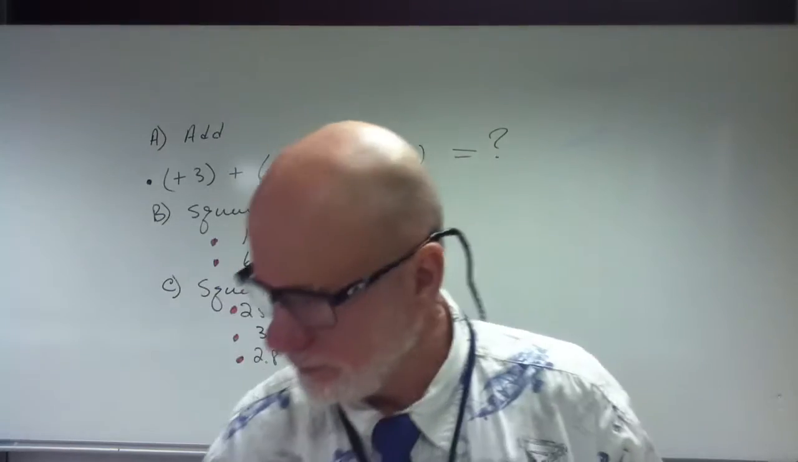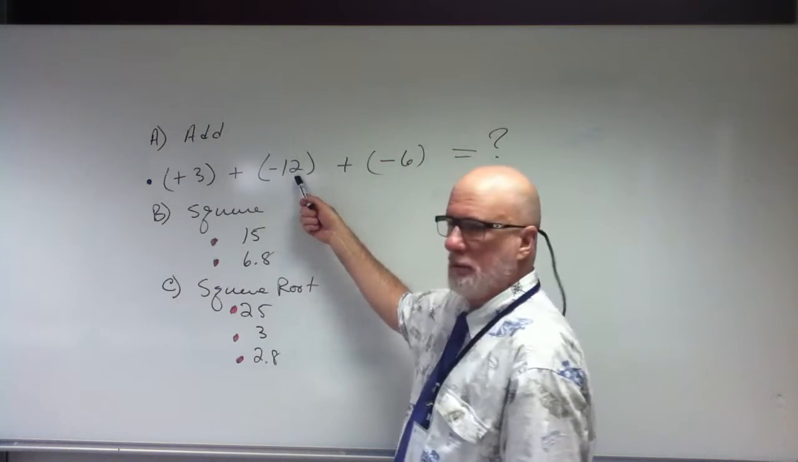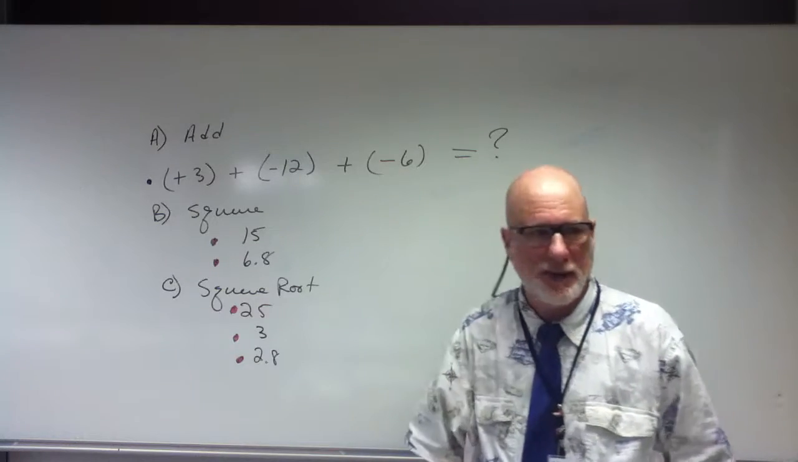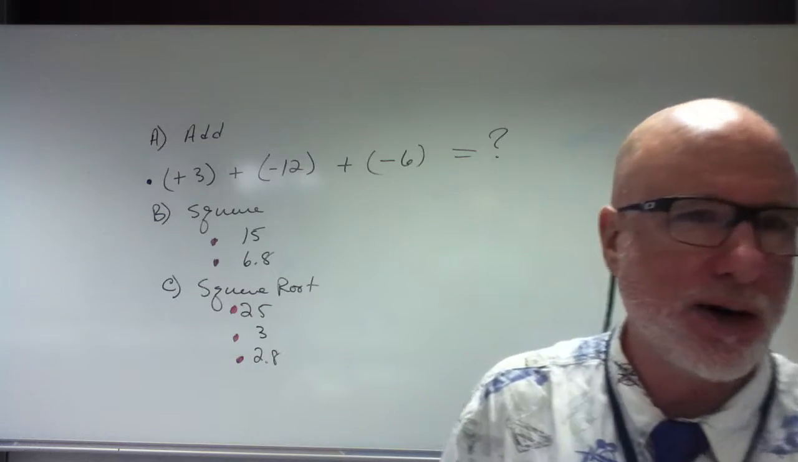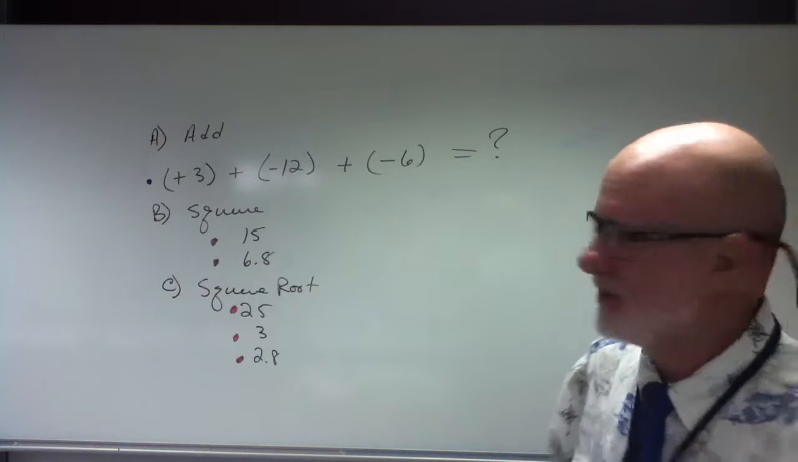All right, what's the sum of plus 3, minus 12, and minus 6? What is it? Yes, Nora. Negative 15. That's correct.